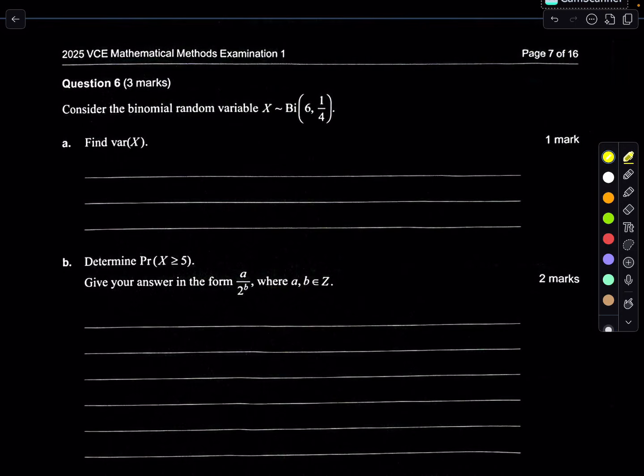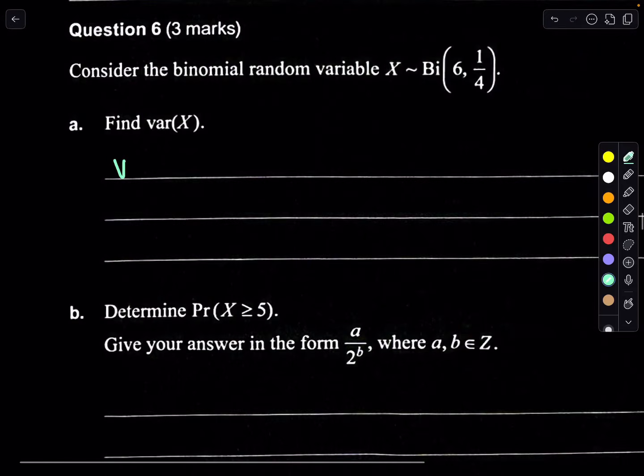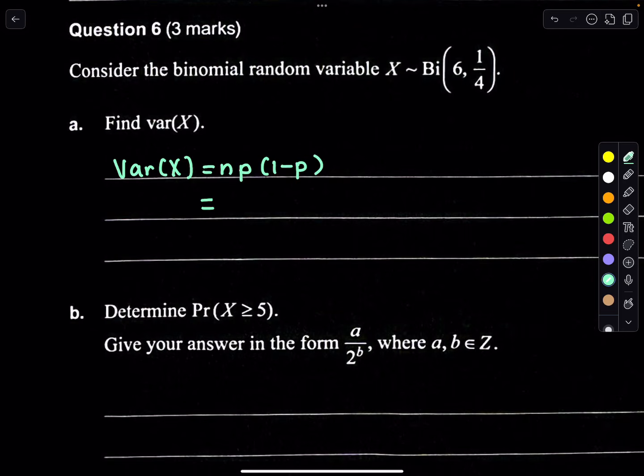Okay, not too bad. So to find the variance of a binomial, remember, the variance of x is just np(1 minus p). So in this case, what's our n? Our n is our 6 in this case. It's the number of trials, and p is our probability of success. So it'll be 6 times 1 over 4. And then 1 minus p is just 3 over 4. Now, you can just multiply these two together. It's just 3 over 16.